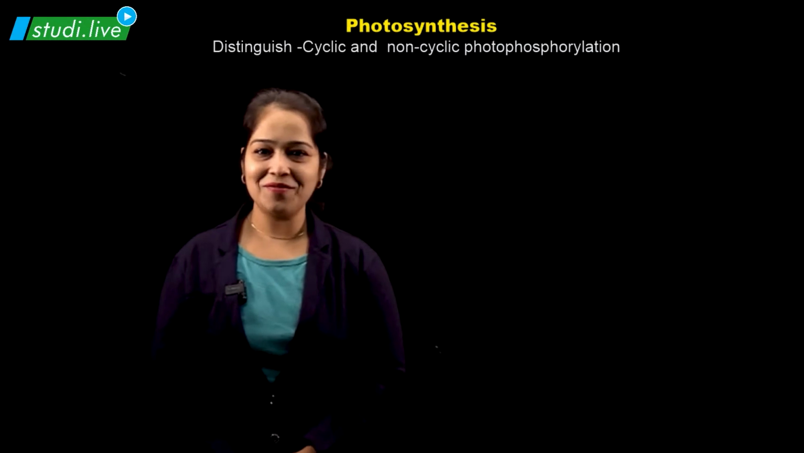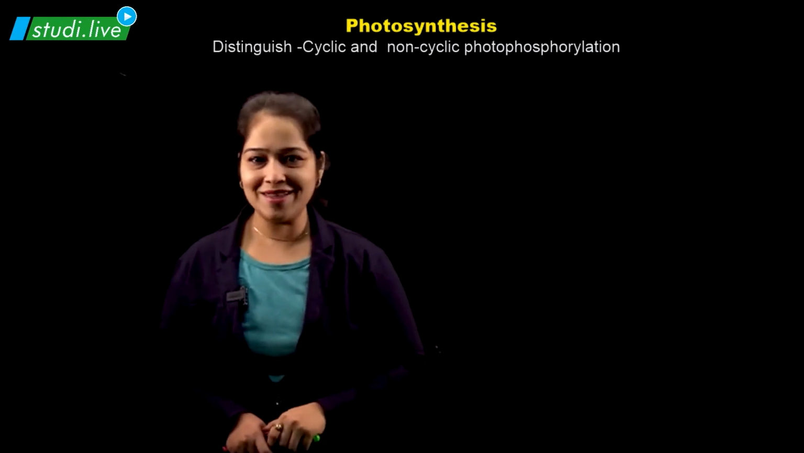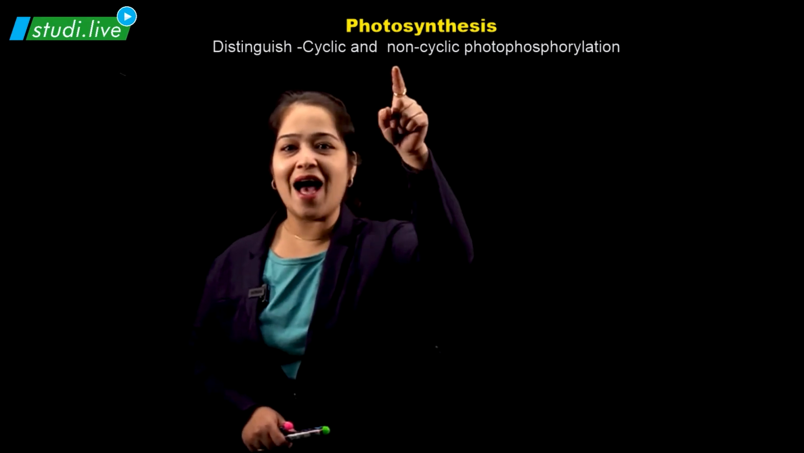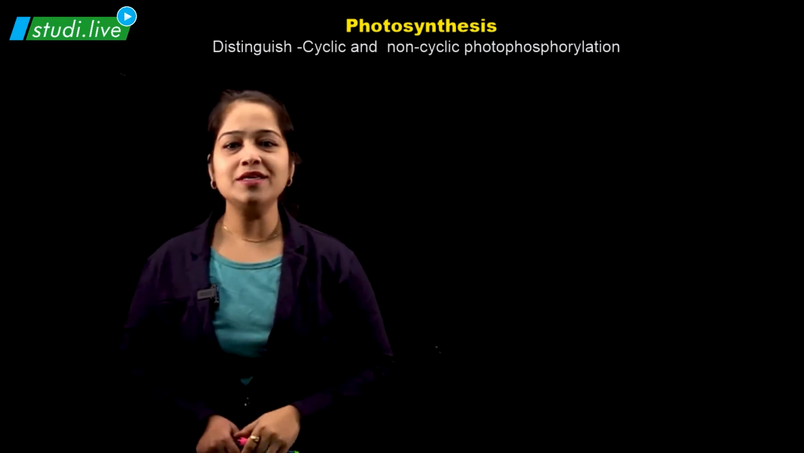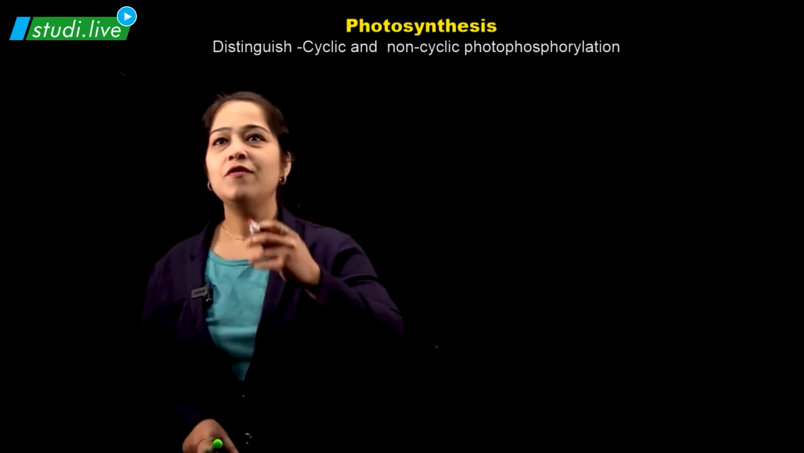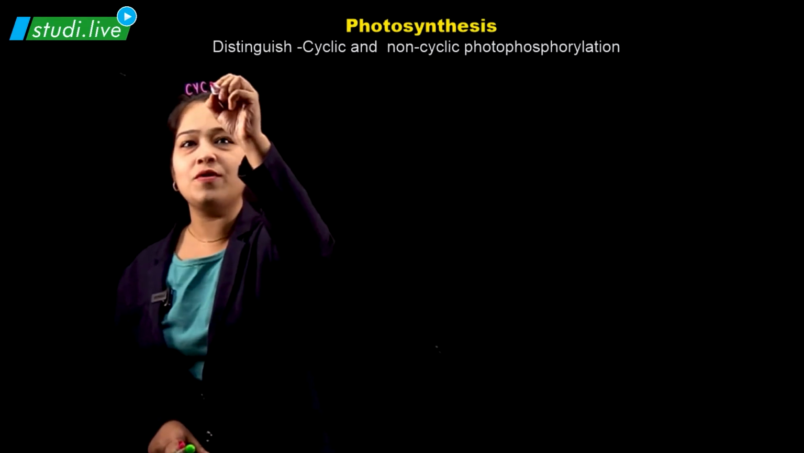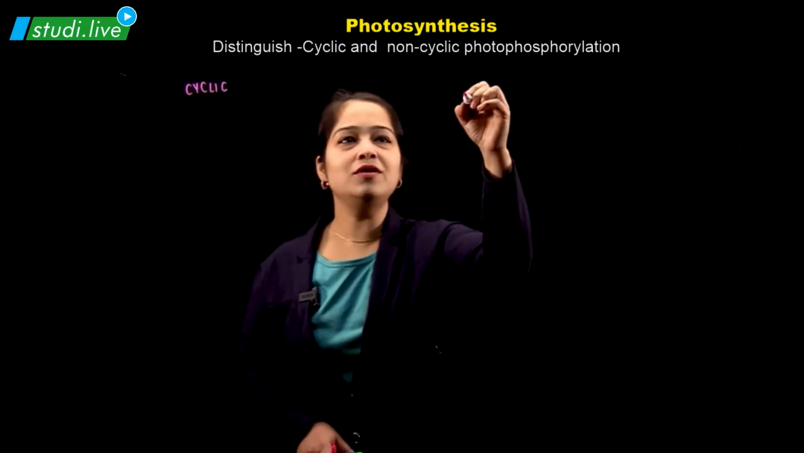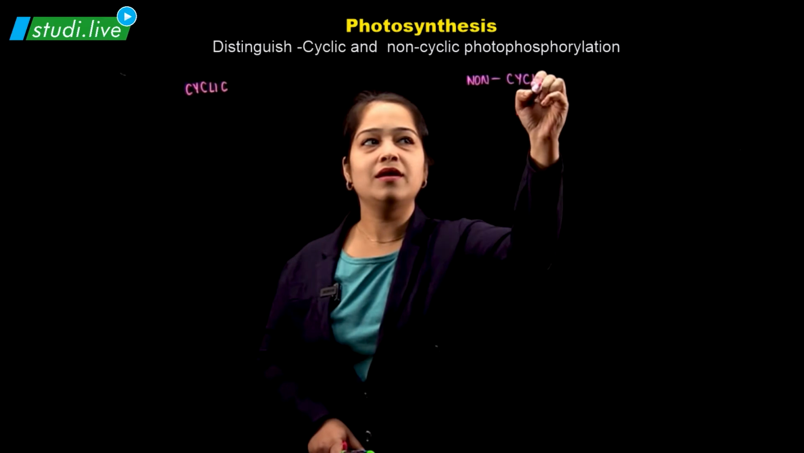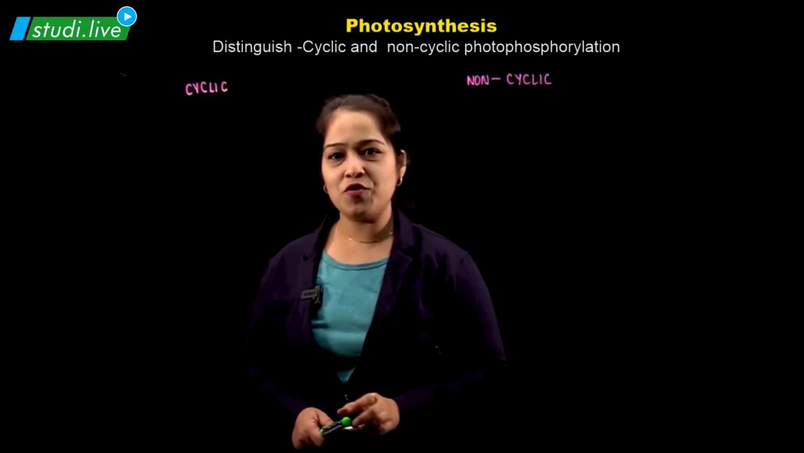Welcome to Study Life. We are seeing the chapter photosynthesis, and today we are seeing a very important topic in photosynthesis, which is distinguish between cyclic and non-cyclic photophosphorylation. Let us see the points which differentiate both cyclic and non-cyclic. So here we have cyclic photophosphorylation and here we have non-cyclic photophosphorylation. Now, what are the points which differentiate them?